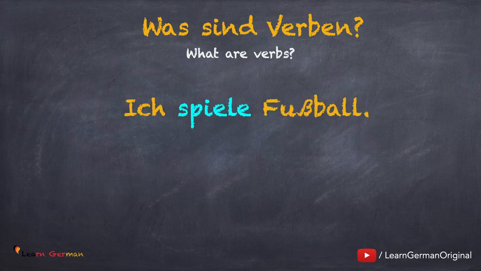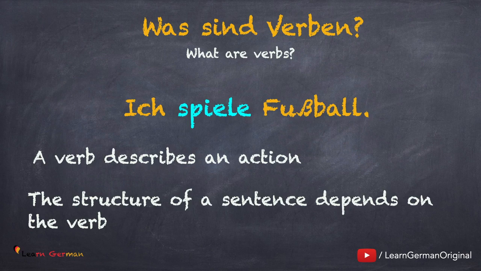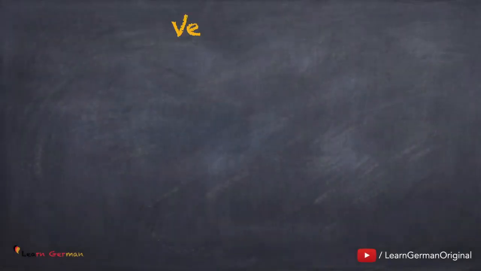Here's an example. Ich spiele Fußball. The verb here is spiele, that is, to play. I play football. As you can notice, the verb describes an action. The sentence structure depends on the verb. Let's see how does that happen.